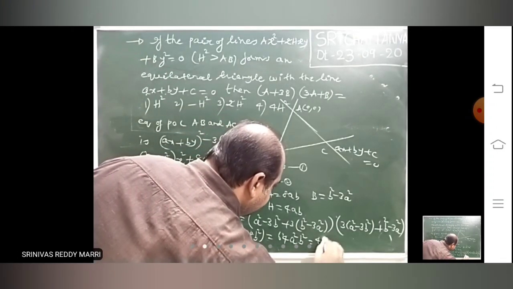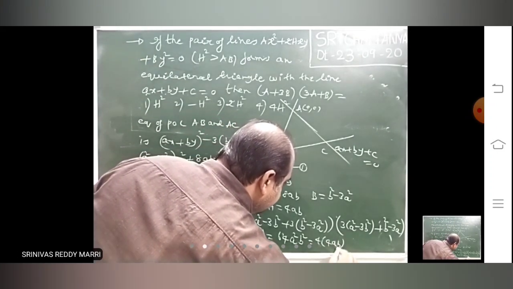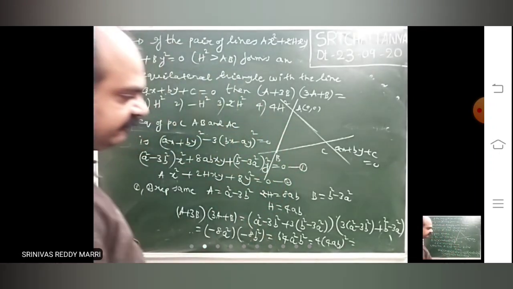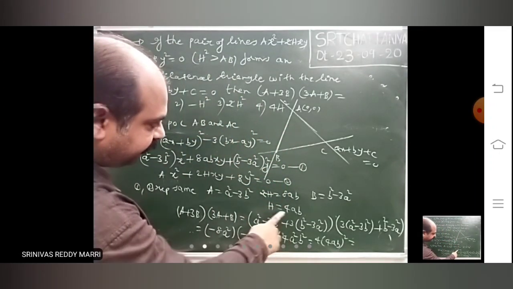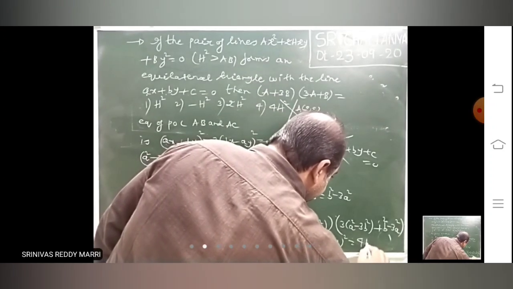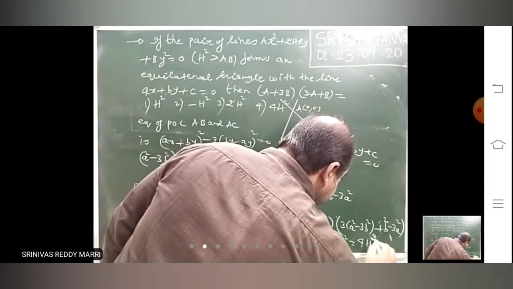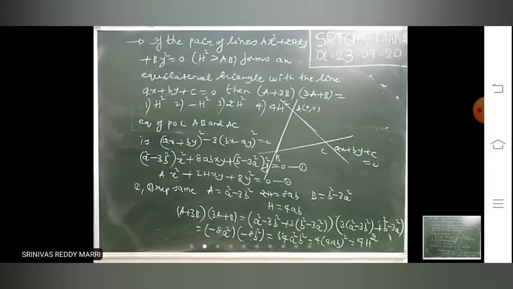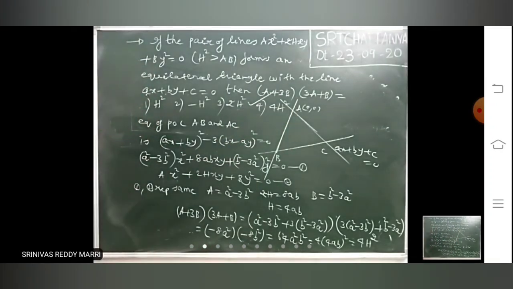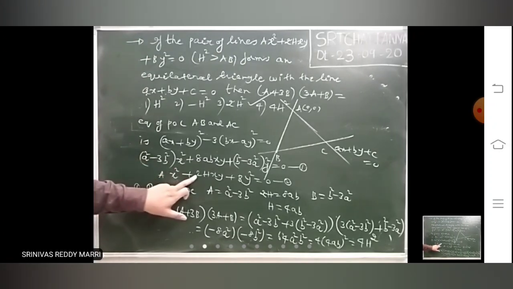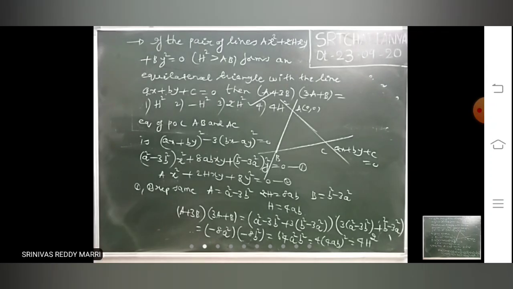You can write this as 4 into 4ab whole square. 4ab is nothing but h. That means the answer is 4h square, like that. The pair of lines forming an equilateral triangle with this line is this. Actually, this he has given as this. So both represent same. Then you will get A, H, B.